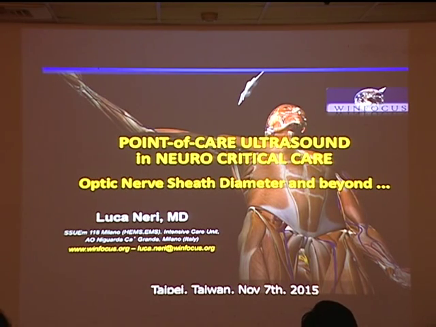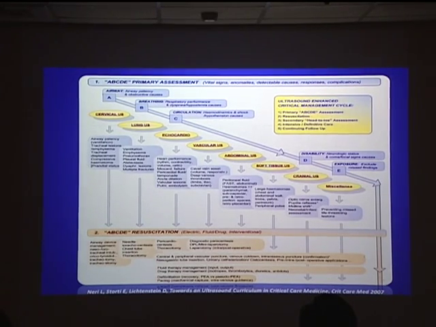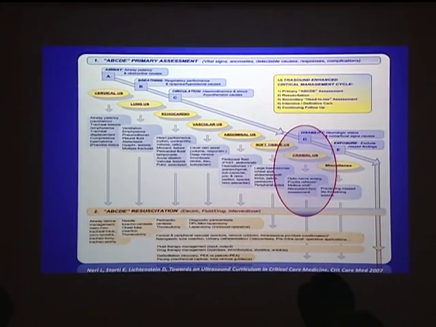I will spend the last time with you with a brief focus on the D step. So this is a course about the ABCD primary management. ABC is actually the most important part, related to airway, breathing and circulation management applications. D is about the neurological part.